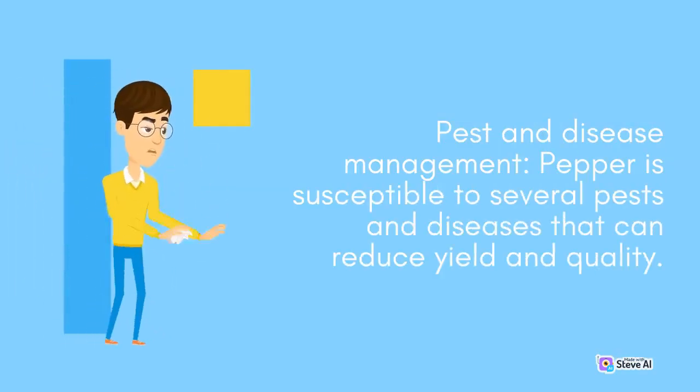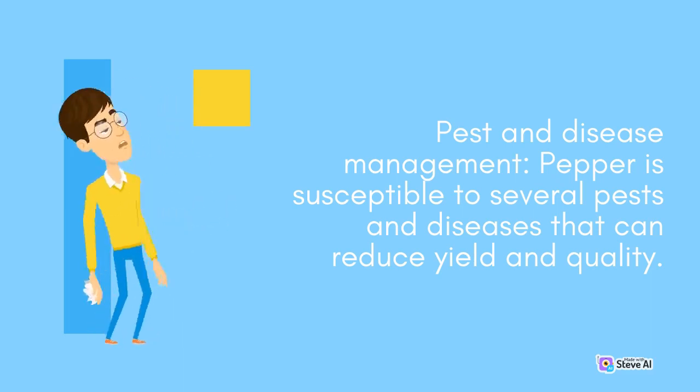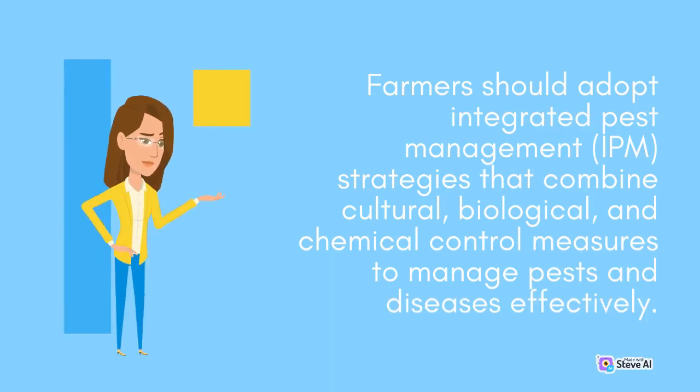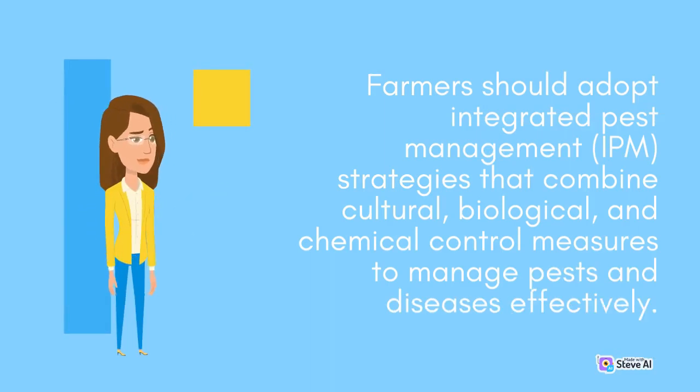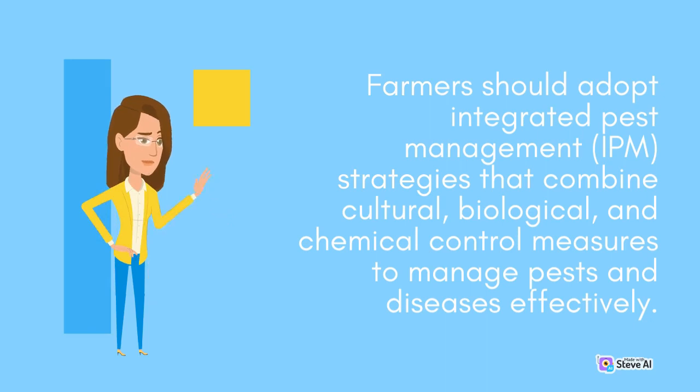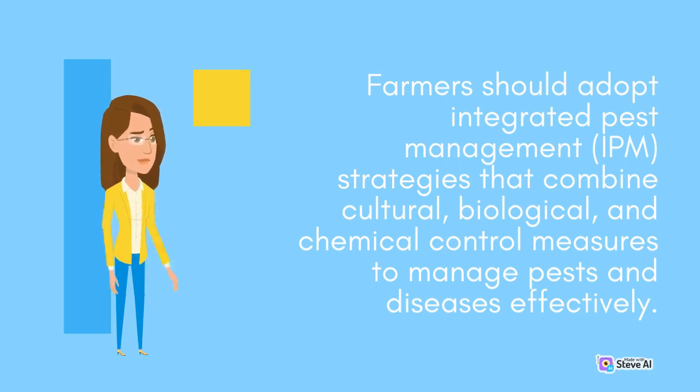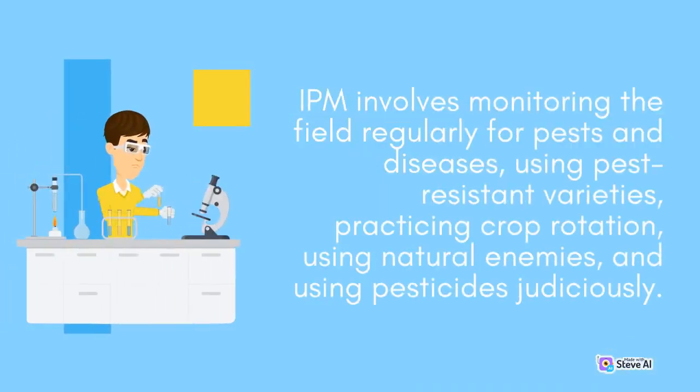Pest and disease management. Pepper is susceptible to several pests and diseases that can reduce yield and quality. Farmers should adopt integrated pest management (IPM) strategies that combine cultural, biological, and chemical control measures to manage pests and diseases effectively. IPM involves monitoring the field regularly for pests and diseases, using pest-resistant varieties, practicing crop rotation, using natural enemies, and using pesticides judiciously.